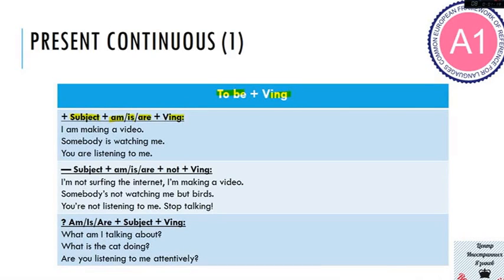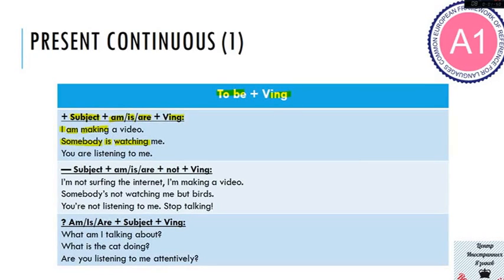Look at the examples. I am making a video. Everything is in its places. So here we have I as a subject, am as an appropriate form of the verb to be after I, and making as the main verb which is used with ing. Somebody is watching me. Somebody is usually used as he, she, or it. So we have the subject in the first place, the form of the verb to be in the second place, and the main verb plus ing ending after it.